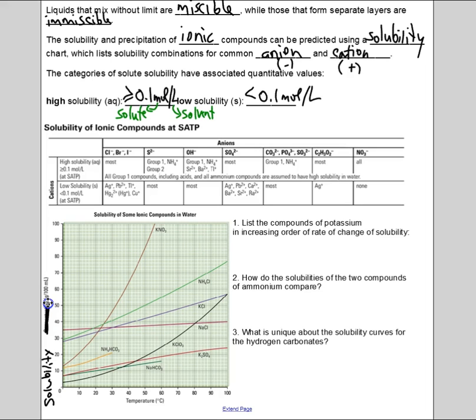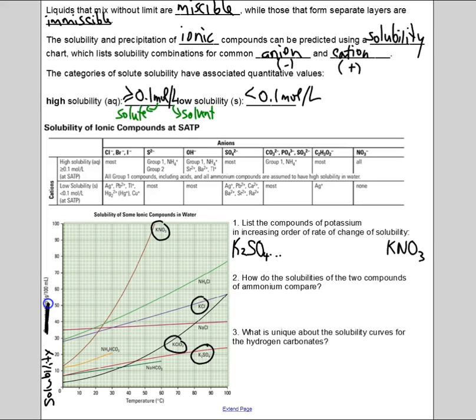In looking at all the potassium containing compounds, we have potassium nitrate, potassium chloride, potassium sulfate, and potassium chlorate. So the increasing order of rate of change of solubility, so what I want you to pay attention to there is that potassium nitrate has the highest rate of change, so it responds the most to increasing temperature. Potassium sulfate, on the other hand, has a fairly flat line to it, so K2SO4 has the least increase in solubility per degree Celsius.